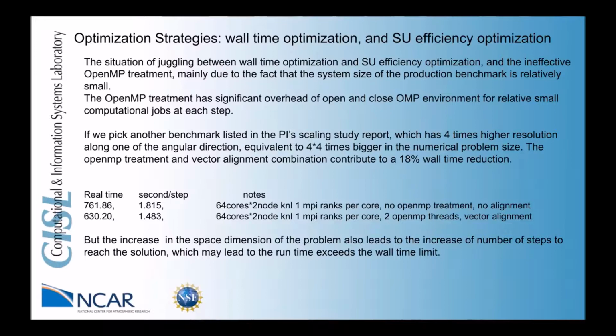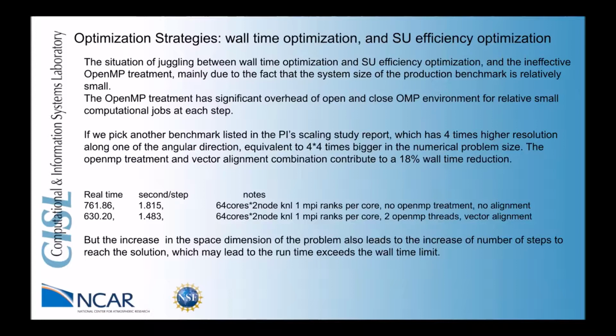The situation of juggling between wall time optimization and SU efficiency optimization, and an ineffective OpenMP treatment, mainly comes from the fact that the system size of the production benchmark is relatively small. The OpenMP treatment has significant overhead to open and close an OMP environment if the computational work inside the loop is relatively small. And because this is an iterative process, we need to open and close the OpenMP environment on every step.